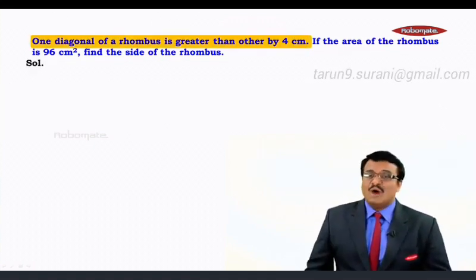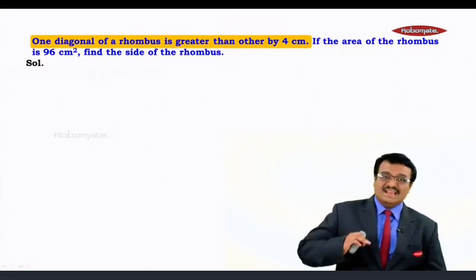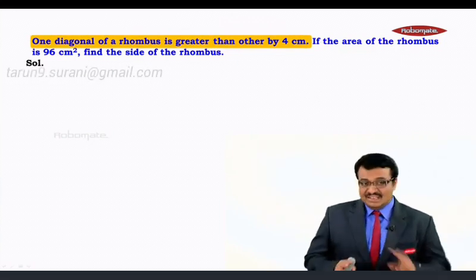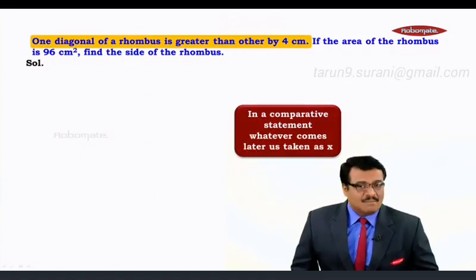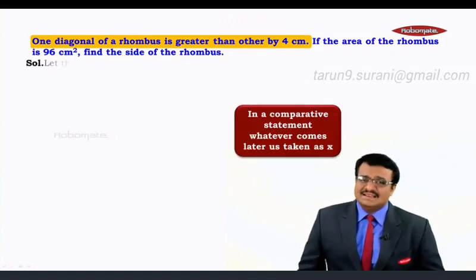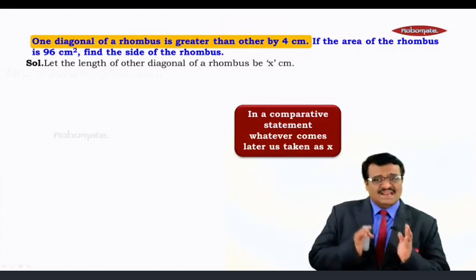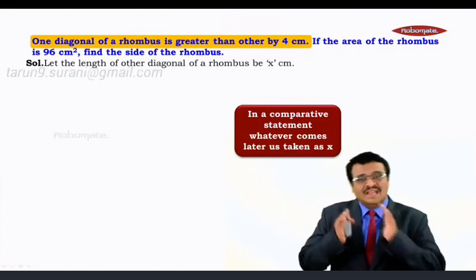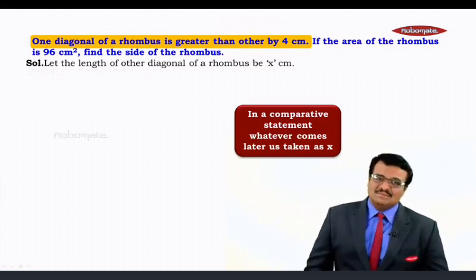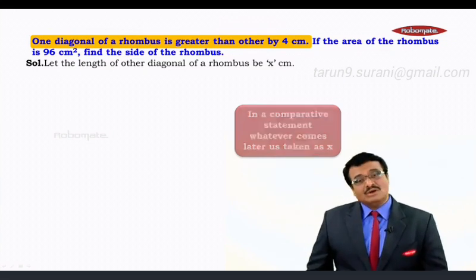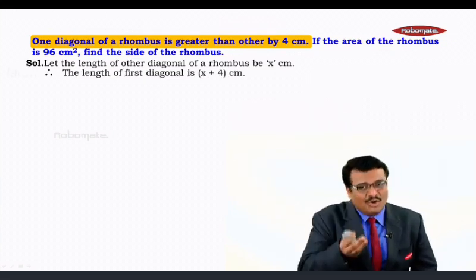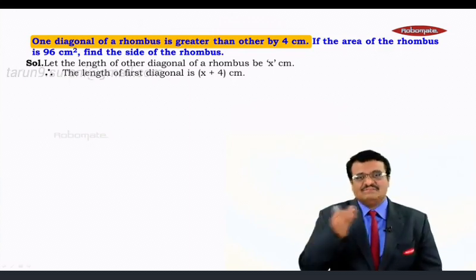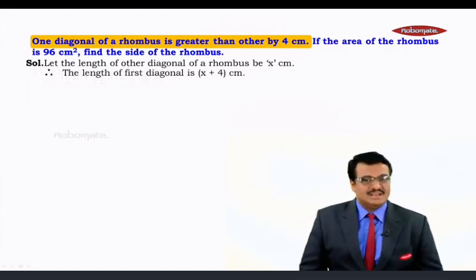It is said that one diagonal of a rhombus is greater than the other by 4 centimeters. The length of the two diagonals are compared. And you know that in a comparative statement, whatever comes later is taken as x. So what comes later? The other diagonal. So what we will do? Let the length of the other diagonal of the rhombus be x centimeter. So what will be the length of the first diagonal? Length of the first diagonal is 4 centimeter more than the other. So length of the first diagonal is x plus 4 centimeter.